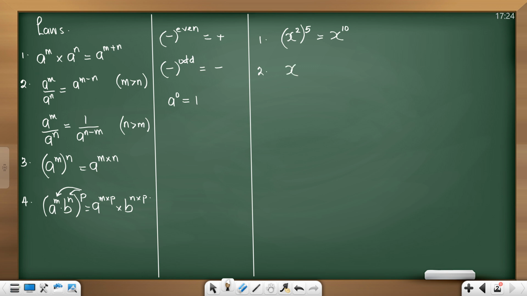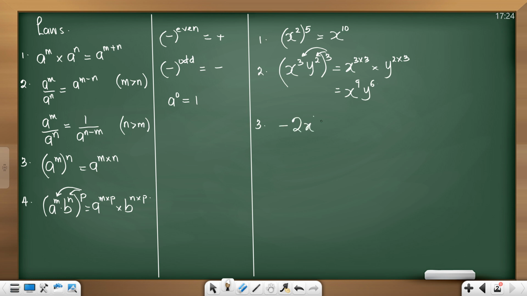Number 2, x to the power 3, y to the power 2, and I have a power 3 there. What do we do? I multiply my powers. So what would I have? x to the power 3 times 3 multiplied by y to the power 2 times 3. So I'm multiplying the power outside. And what do I have? x to the power 9 times y to the power 6.